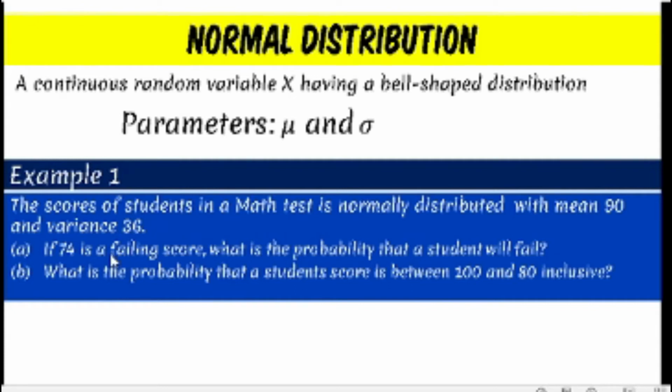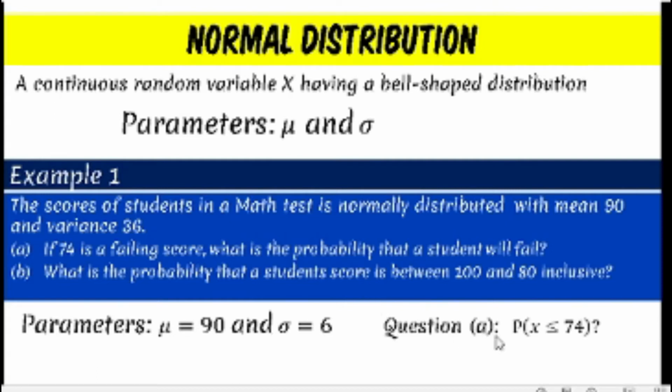There are two problems. The first one, if 74 is a failing score, what is the probability that a student will fail? Or what is the probability that the score is 74, exactly 74, or less than 74? And the second one, what is the probability that a student's score is between two numbers, 80 and 100? Equivalently, the questions are, what is the probability that x is less than or equal to 74? If we write the first problem mathematically, this is how we write it.